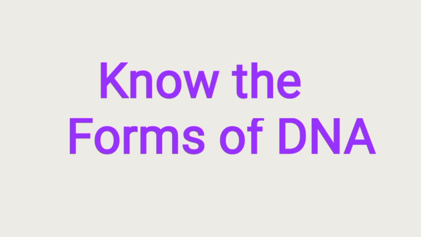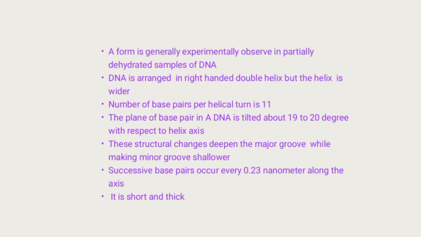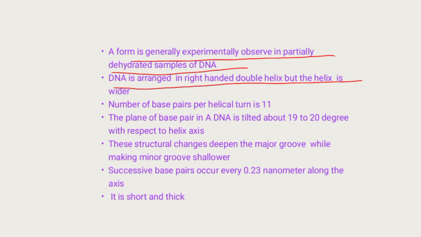Hello friends, in this video we are dealing with the two other forms of DNA, that is A form and Z form of DNA. In this, first is A form of DNA. It is generally experimentally observed in partially dehydrated samples of DNA. This DNA is arranged in right-handed double helix, but the helix is wider.